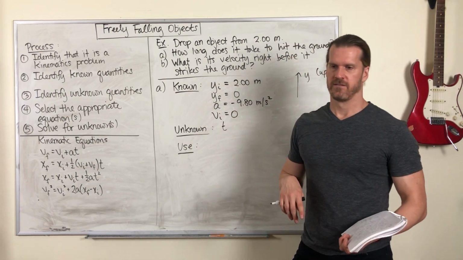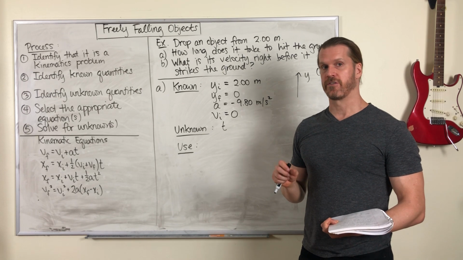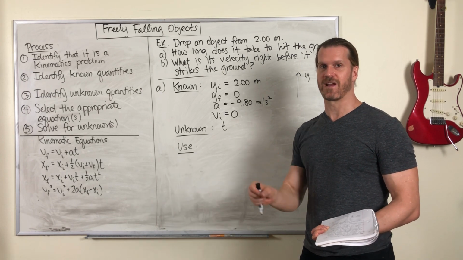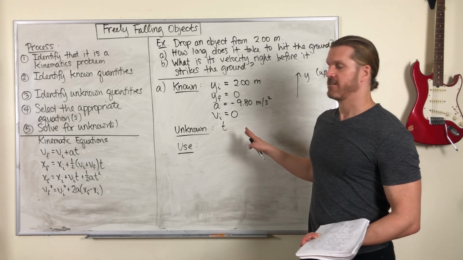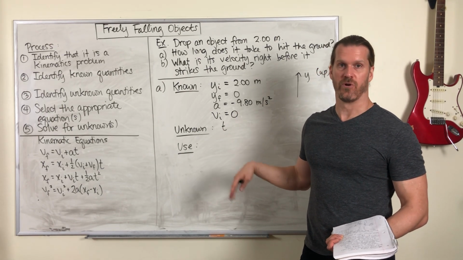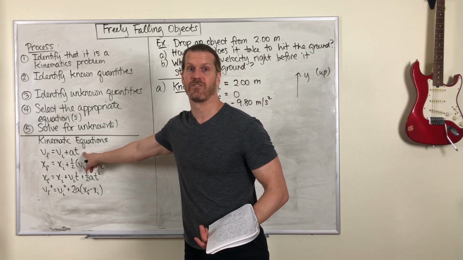Sometimes students get confused and think v final is 0 because it hits the ground and stops. That's a collision process that's happening at the end. So we're considering that final velocity to be right before the object collides with the ground. And as of now, we don't know what that final velocity is. So we can't use equation 1 because it has too many unknowns.